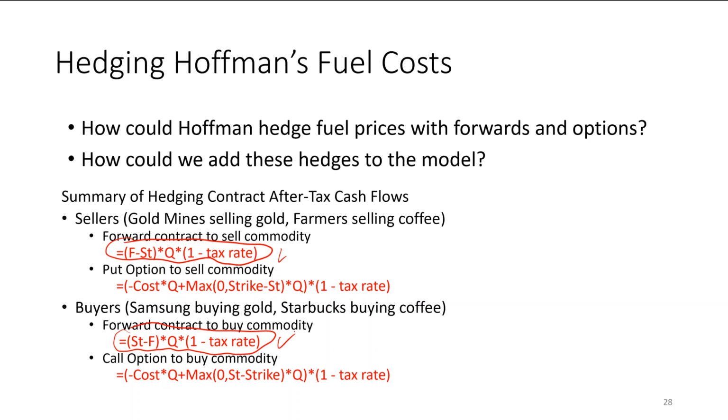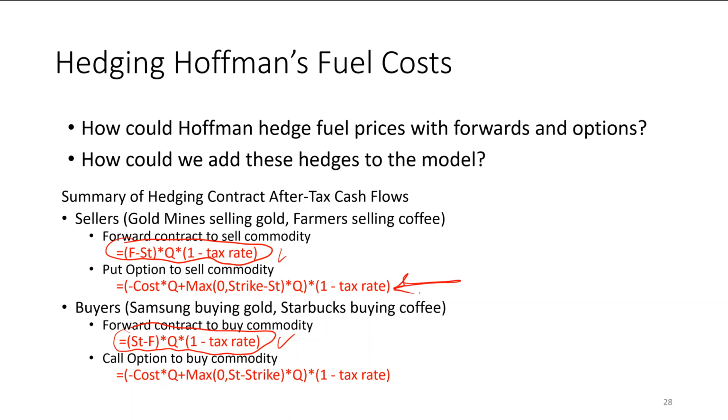Now our spreadsheets have the tax rate incorporated into them later, but if you're looking for just the after-tax cash flows for the contract, you would take F minus ST times the quantity times 1 minus the tax rate for the seller of the commodity, and for the buyer it would be ST minus F times Q times 1 minus the tax rate.